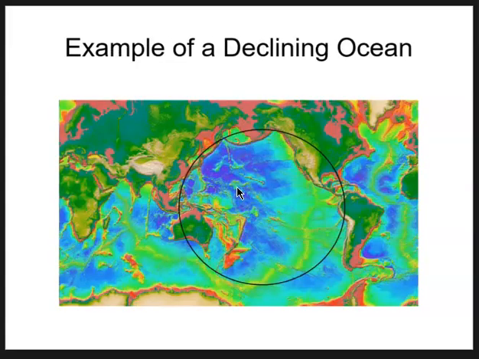Next, an example of a declining ocean is the Pacific Ocean. The Pacific Ocean does still have a spreading zone here, the East Pacific Rise, but over here, we've got all of this convergence going on. We also have convergence along the South American coastline and along the North American coastline. So clearly the Pacific Ocean is shrinking. It is getting smaller because of all of those convergence zones.